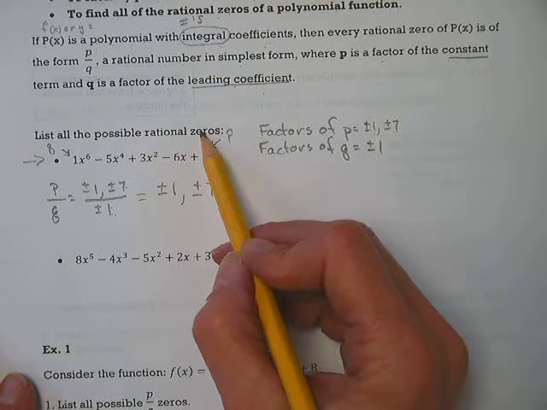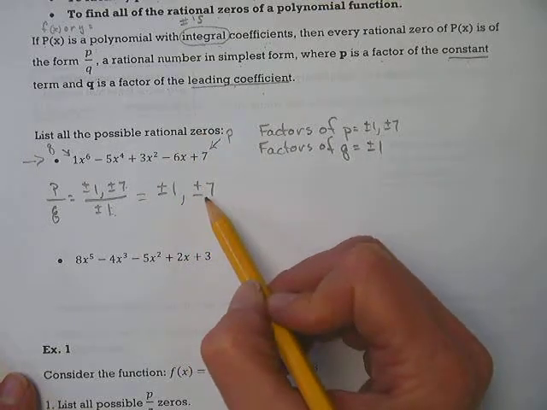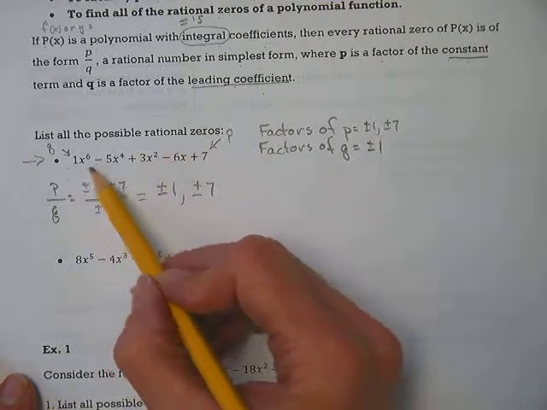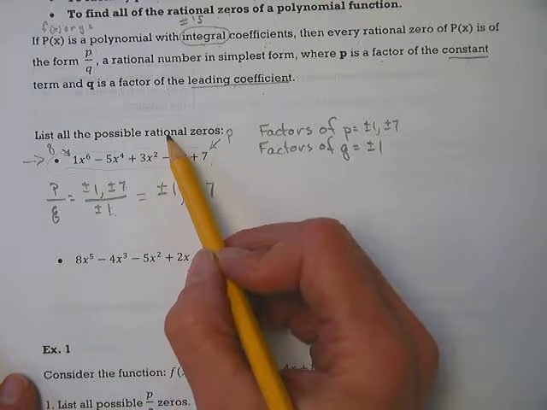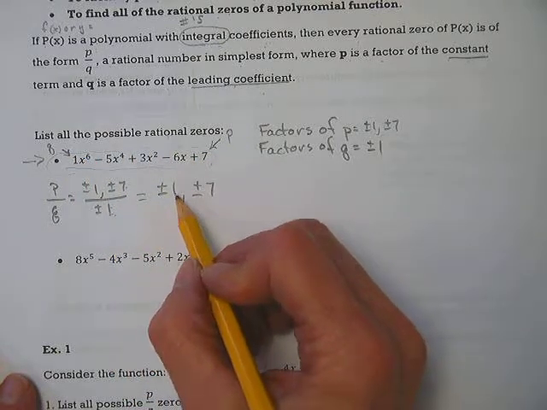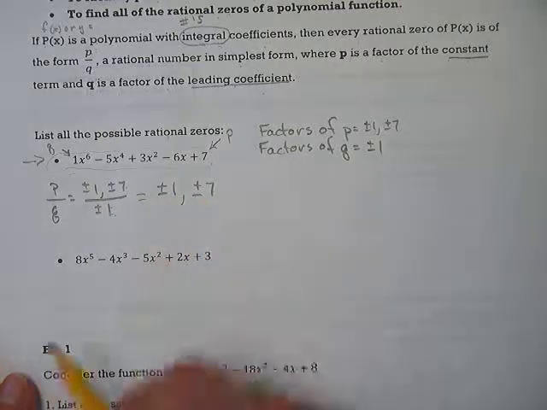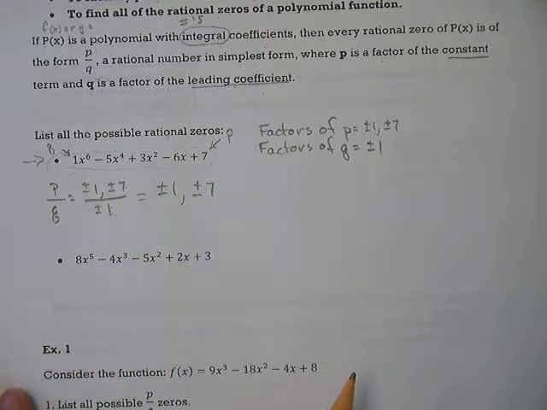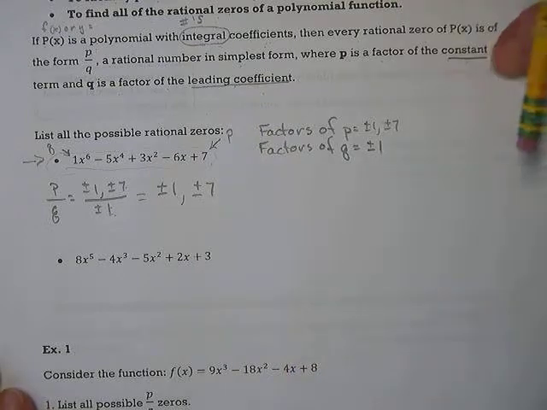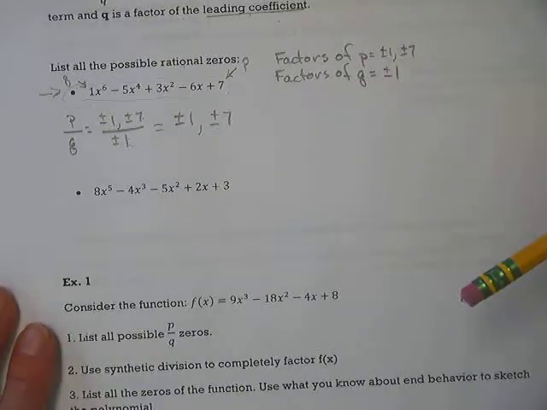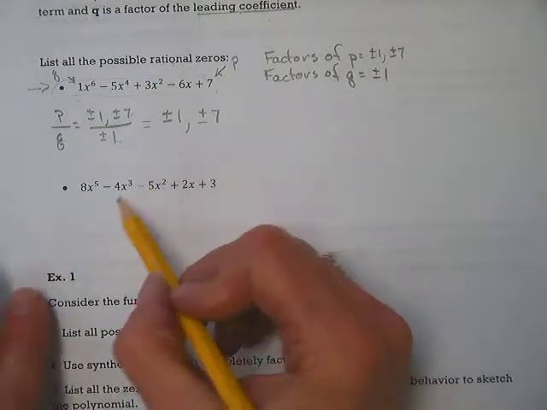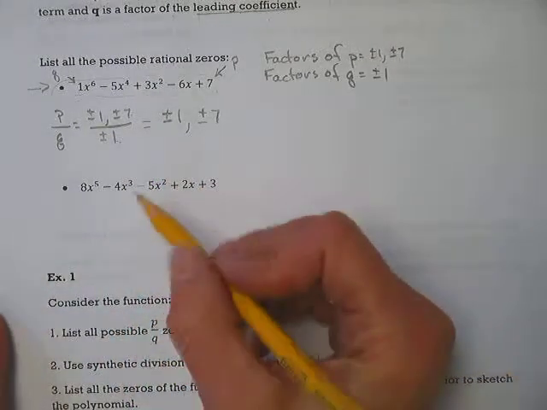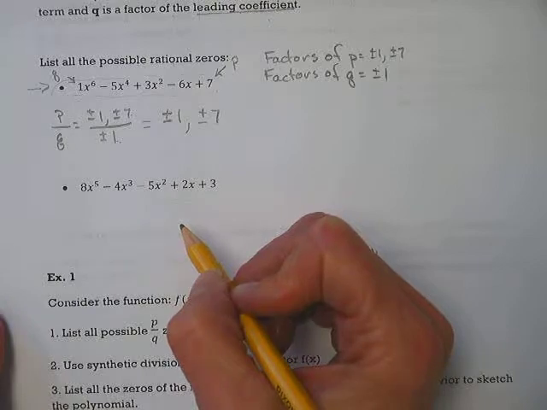+1, -1, +7, -7. Those are all the possible rational zeros of this function. That means that this function right here crosses the x-axis at rational places at either 1, -1, 7, or -7. One of those, or many of them. Does that make sense? We're just looking for possible ones. We're going to test them later on.